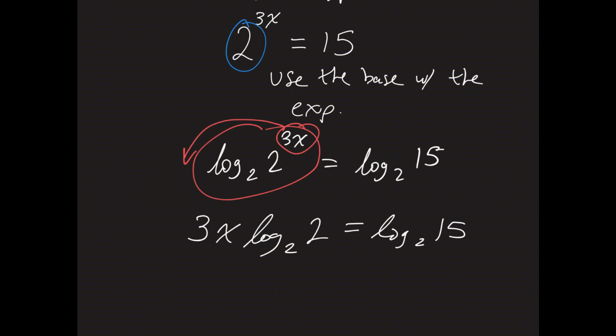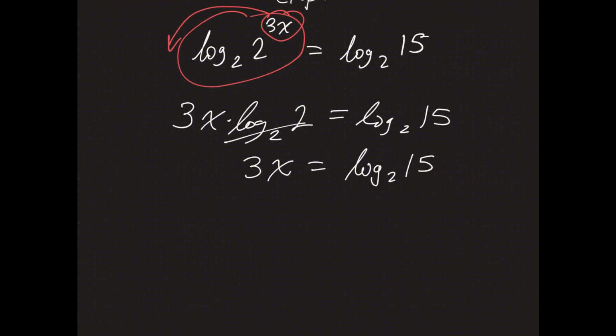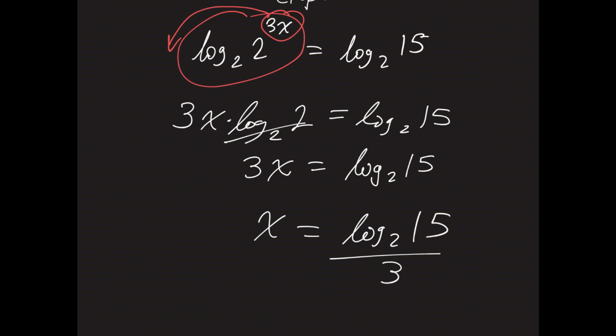All right, so we have 3x times log base 2 of 2. Okay, so what is log base 2 of 2? 2 raised to something has to equal 2. Well, that's just 1. So log base 2 of 2, I can just cancel out because 3x times 1 is just 3x. Anything times 1 is itself. So 3x is going to equal log base 2 of 15. And as we can see, x is about to be by itself. I just have to divide by 3 on both sides. x is equal to log base 2 of 15 over 3. And there we go. That's going to be the solution for x.